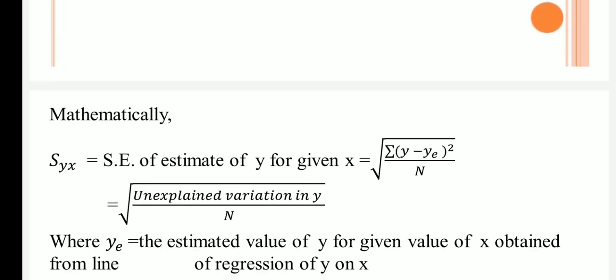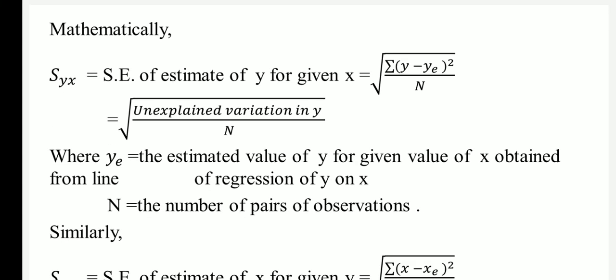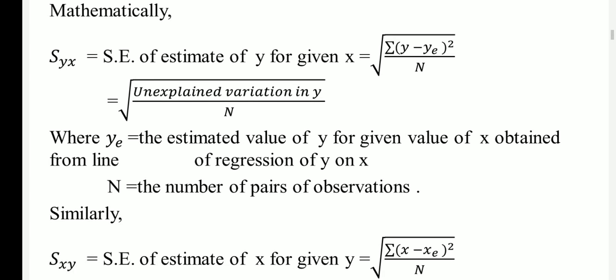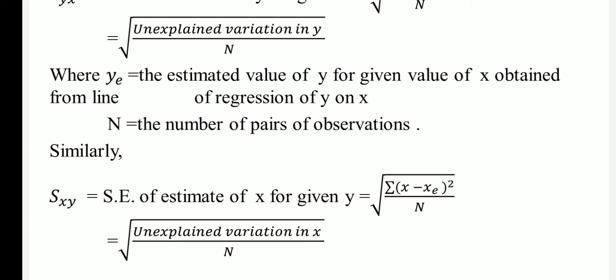Next, mathematically I can write the standard error of estimate of y given x as equal to the square root of the summation of (y minus y estimated) the whole squared, divided by n. That is equal to the square root of the unexplained variation in y divided by n, where y estimated is the estimated value of y for the given values of x obtained from the regression line of y on x. n is the number of pairs of observations. Pairs means x values and y values.